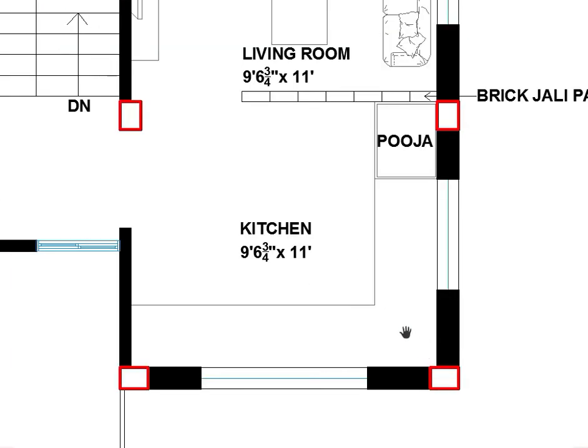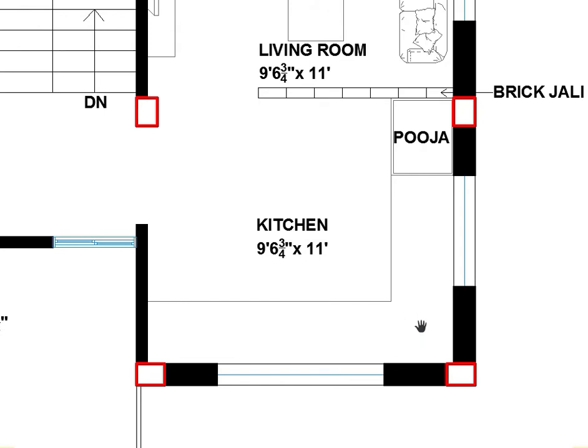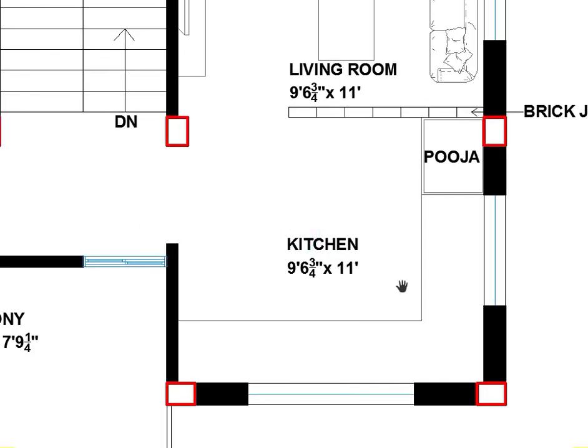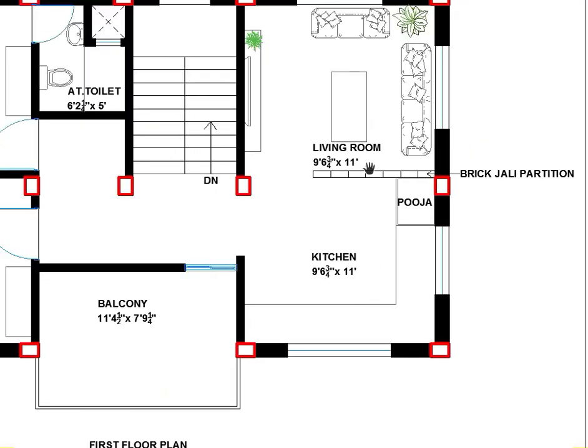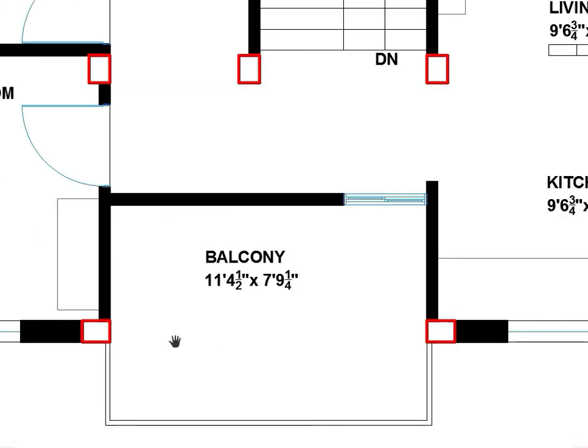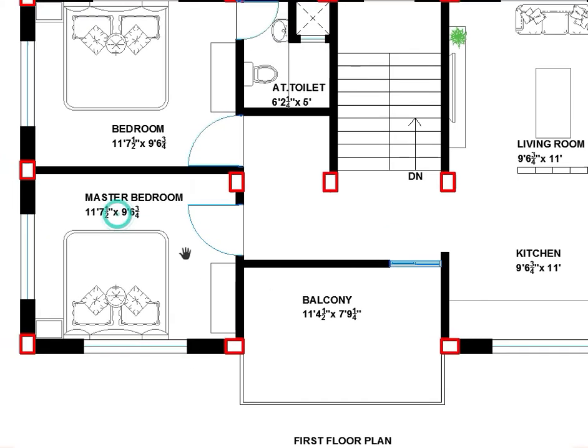Here is the kitchen space, which is the same as the living space. And here is the puja area, and we bifurcate one space into two, so we are providing a brick jali partition here. As you can see, this one is the brick jali partition. Here is the balcony space, which is 11 feet 4 inch by 7 feet 9 inch. It means horizontally here to here 11 4, and vertically here to here 7 feet 9.